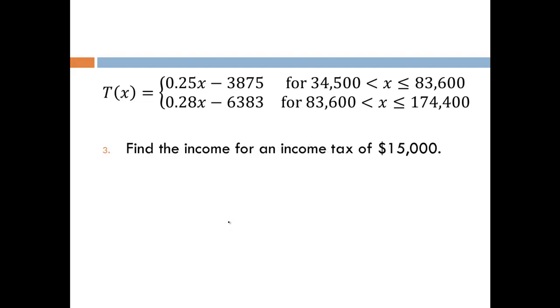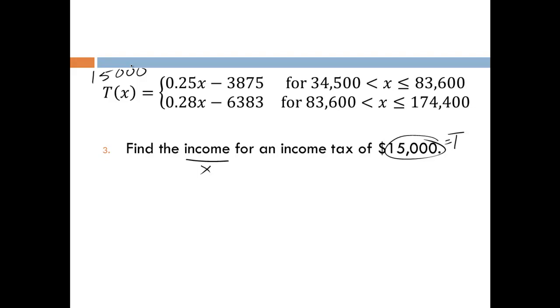And the last part here, let's find the income for somebody who had an income tax of $15,000. Now note the difference in this problem. We're not given the income anymore, and again the income is your x value. Instead we are given the tax, which is your T value. So this 15,000 is actually the left side of our formula, not the x value. So what we're really trying to do is find what x value will result in the function being 15,000.